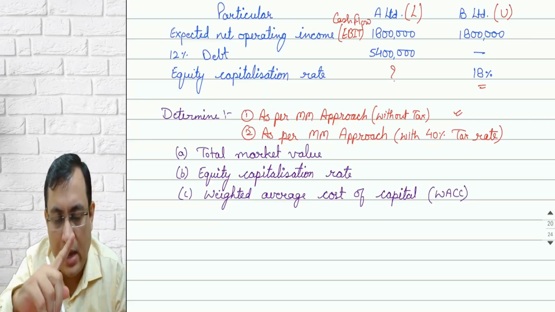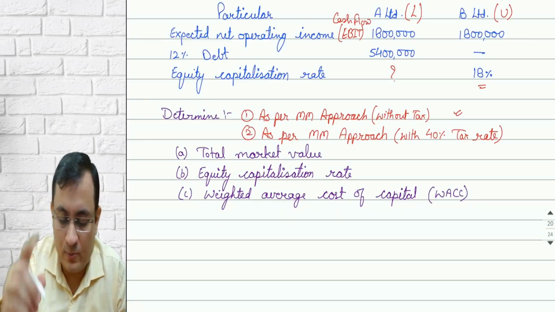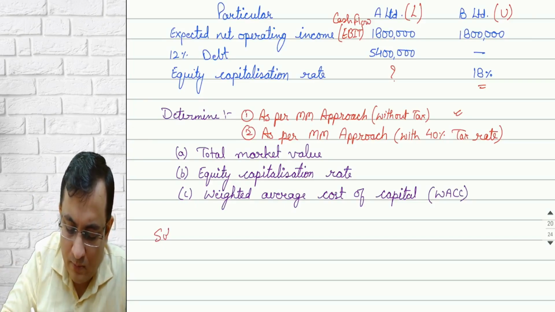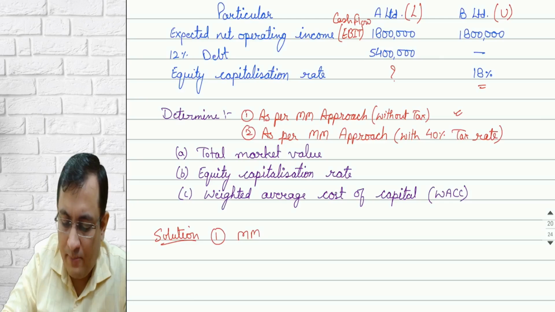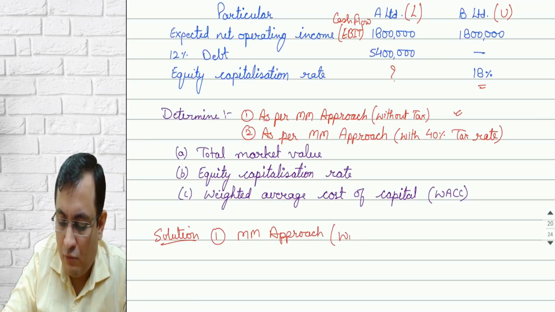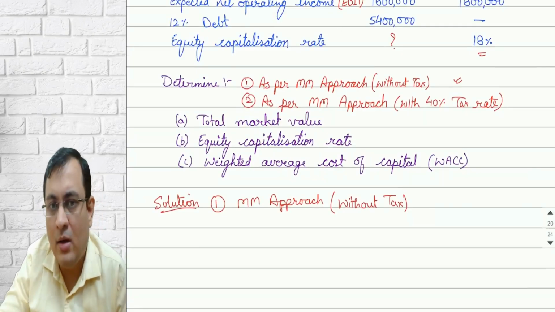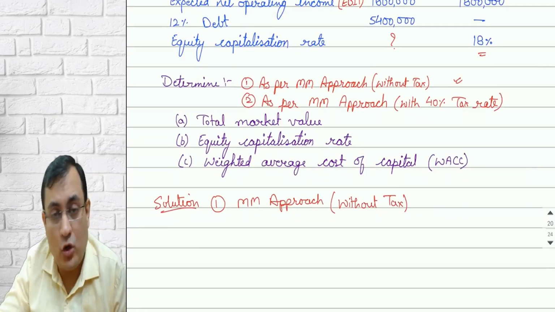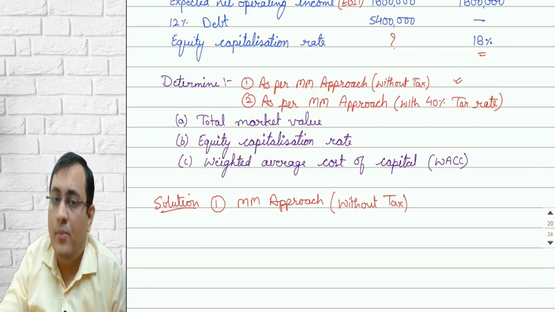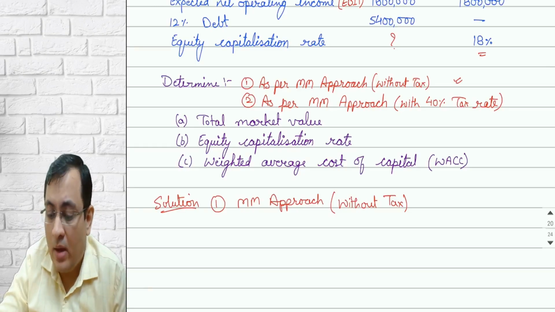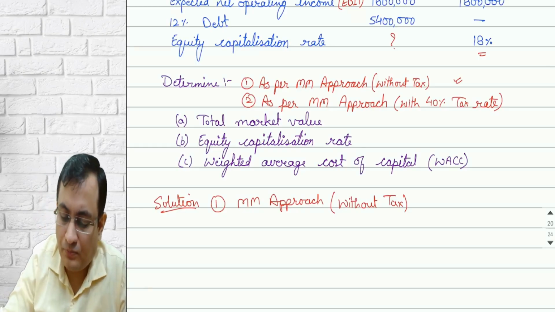Next, we will take the approach with the taxes also. So solution. First, approach without taxes. So today we have done a theoretical approach, but very important from exam point of view. You can get different types of questions: theoretical as well as based on assumptions, based on propositions, based on reasoning of propositions, and of course numerical also.